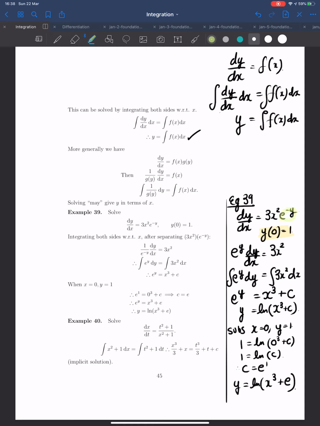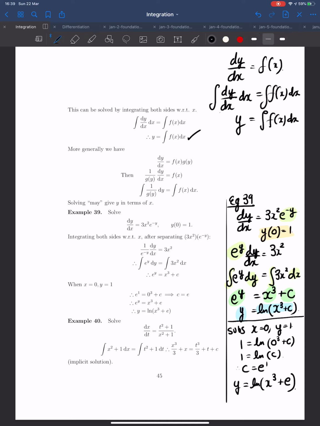So what I did first of all was multiply both sides by e to the y to get it like that. And then I've integrated both sides with respect to x. So it becomes dy only there, dx only there. The integral of e to the y on the left there is e to the y, and the integral of 3x squared is x cubed. We put plus c. We've got e to the y on the left, and we really want just y, so we take ln of the right from there. So y is ln there.